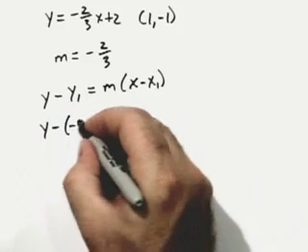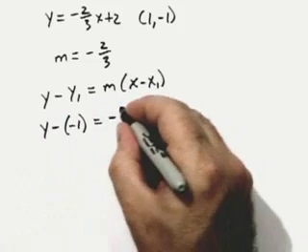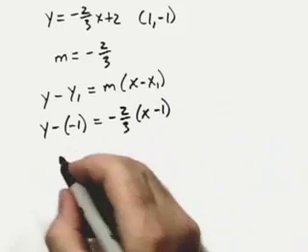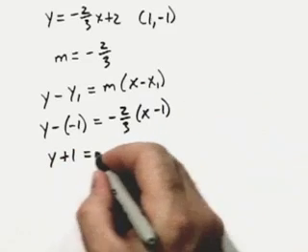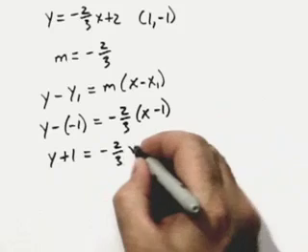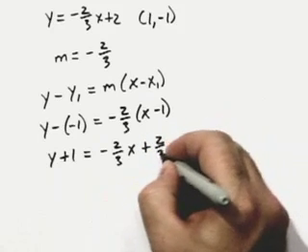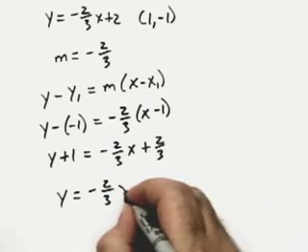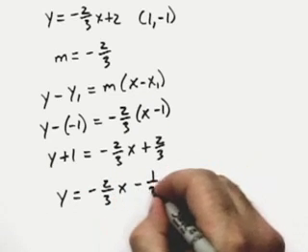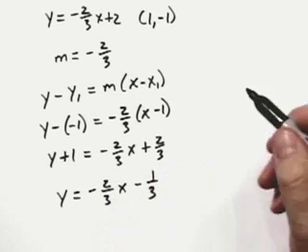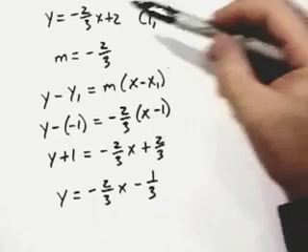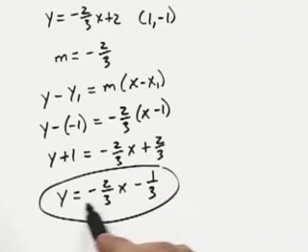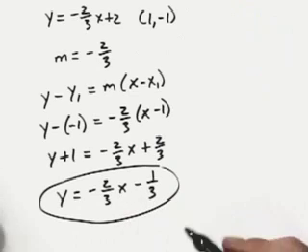It'll be y minus negative 1 equals negative 2/3 times x minus 1, or y plus 1 equals negative 2/3 x plus 2/3, and lastly y equals negative 2/3 x minus 1/3. So the line that's parallel to our given line passing through the point (1, -1) is y equals negative 2/3 x minus 1/3.